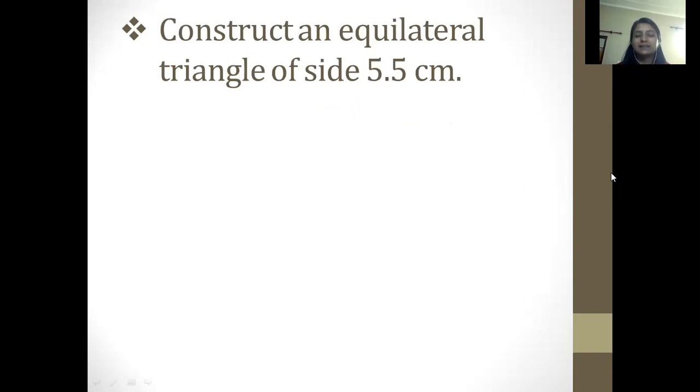So what is the next question? Construct an equilateral triangle of side 5.5 centimeter. How can you construct this equilateral triangle? What is the property of an equilateral triangle? All the sides and angles are equal. Yes. So what you are clear with now is that all the sides of an equilateral triangle would be 5.5.